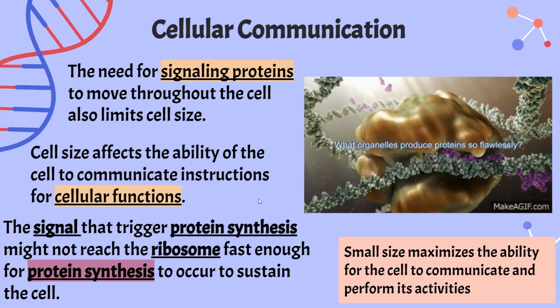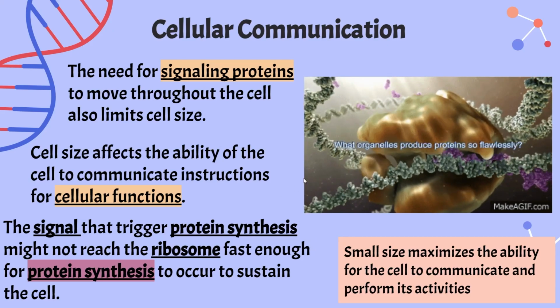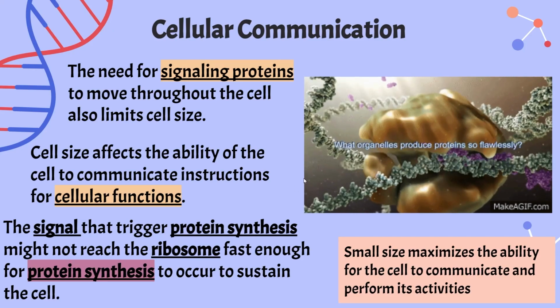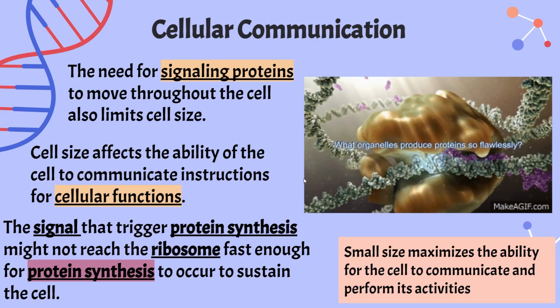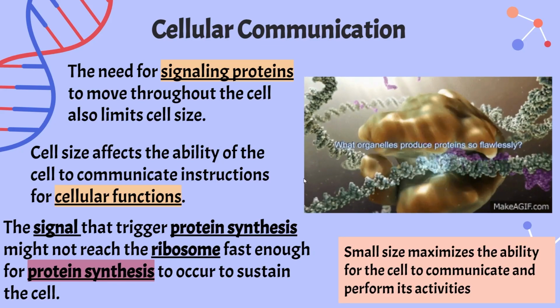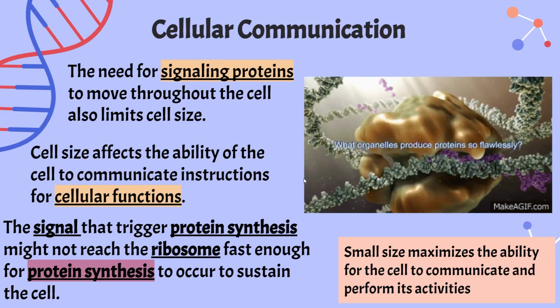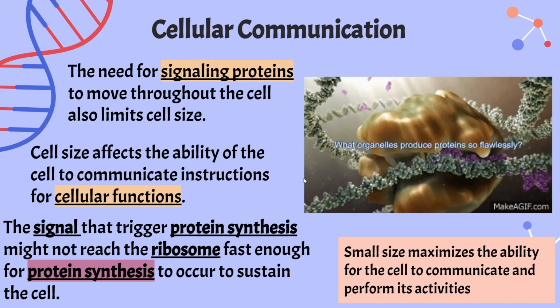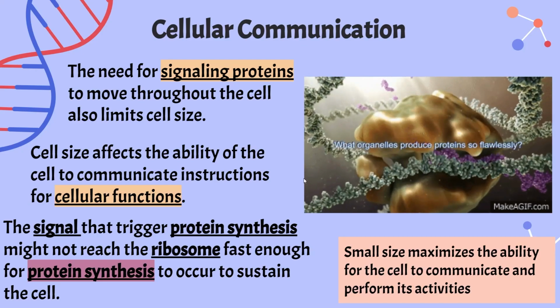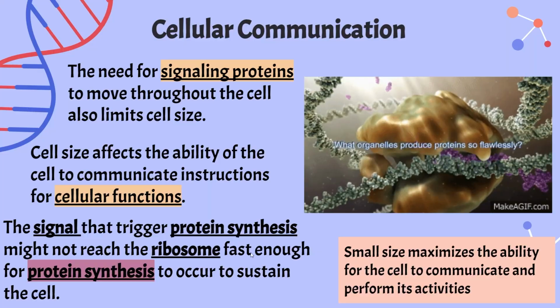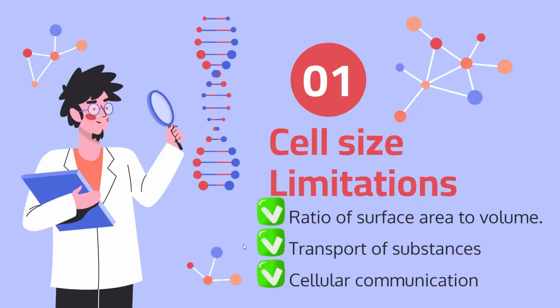For example, here, let's say the ribosome wants to make a certain kind of protein. Now the DNA has this protein coded. We want to send the signal to the ribosome, but in a big enough cell, the signal never makes it. By the time the signal is there, the cell has already run out of this crucial protein and the cell has died. So, to go over the topics we covered: ratio of surface area to volume, transport of substances, and communication.